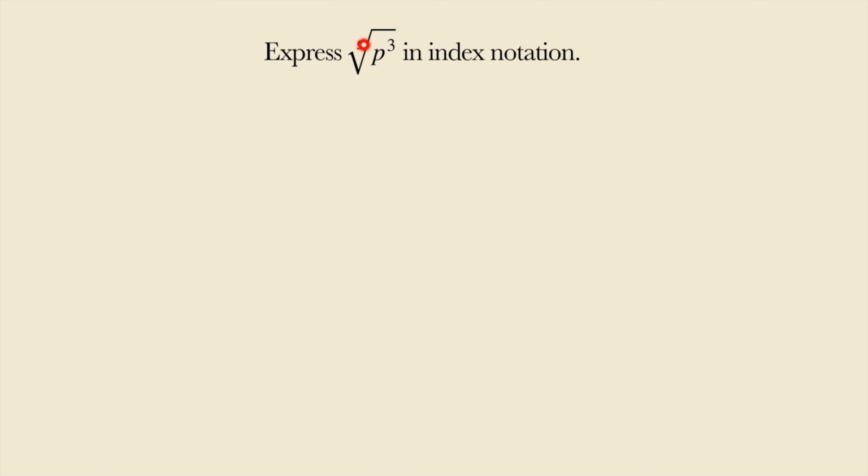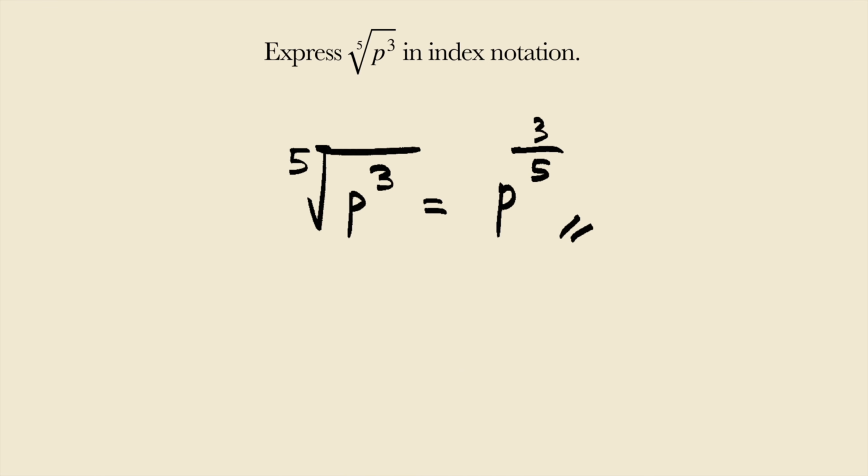Now, you know square root is power half, yeah? Cube root is power 1/3. Now, what's the fifth root then? Okay, it is just 1/5. But here we've got a p to the power of 3, so it's just 3 times 1/5, which is 3/5.